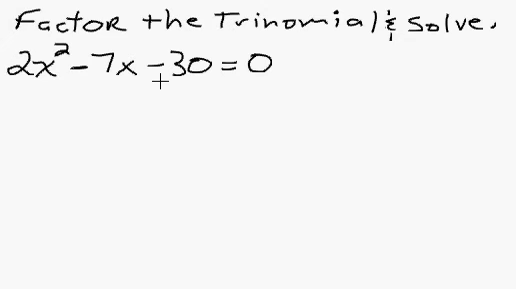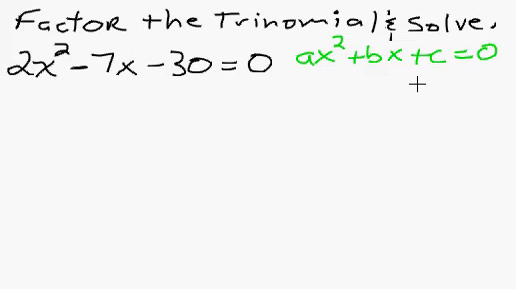And in order to factor this trinomial, it's a little bit tougher because we have a 2 in front of the x squared. So I'm going to use what I call the AC technique. I'm going to think of this trinomial in the form ax squared plus bx plus c equals 0. So 2 is in the a spot, negative 7 is b, and negative 30 is c.